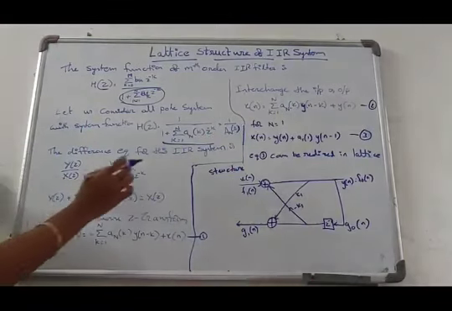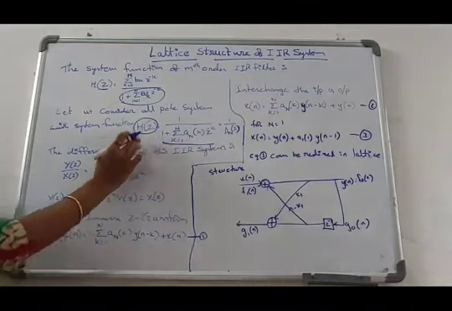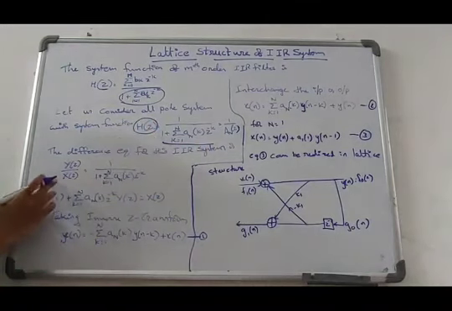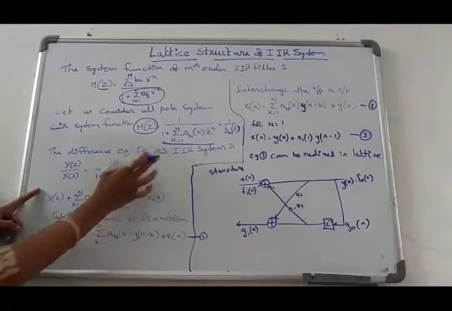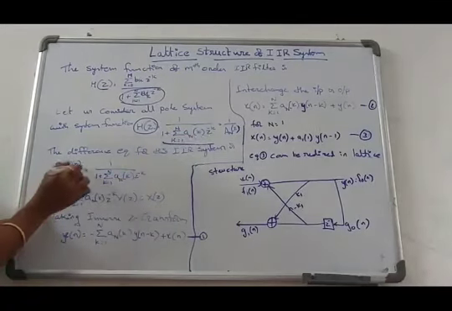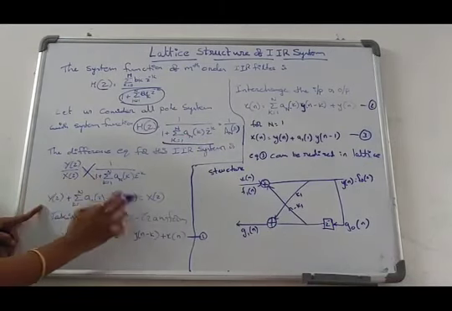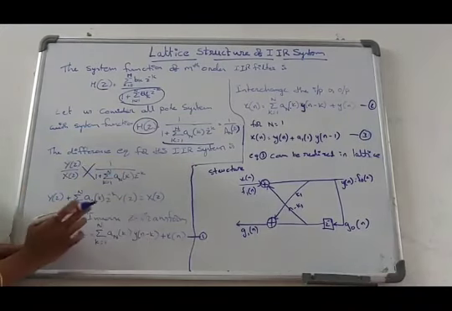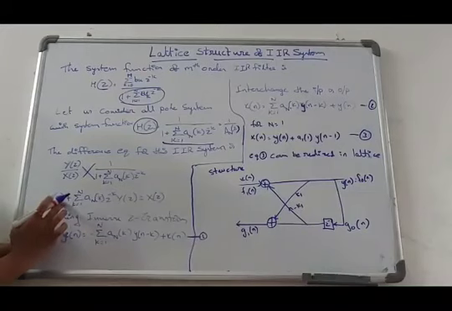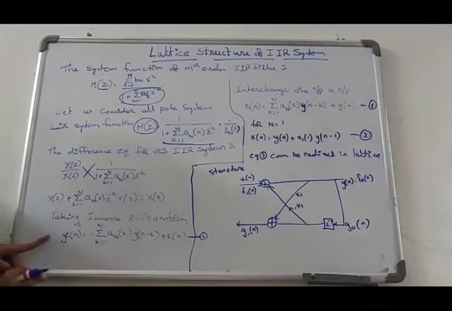Now, the difference equation for this IIR system is what? You can write Y(z) by X(z), output by input, equal to this system function. Now cross multiply on both sides. Y(z) plus this whole term is equal to X(z). Taking the inverse z transform, take Y(z) common: Y(z) times 1 plus summation k equal to 1 to N of a_N(k) z power minus k is equal to X(z).